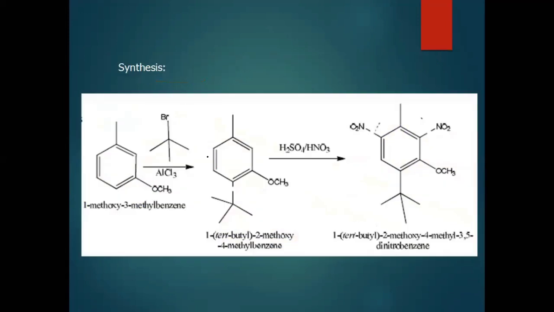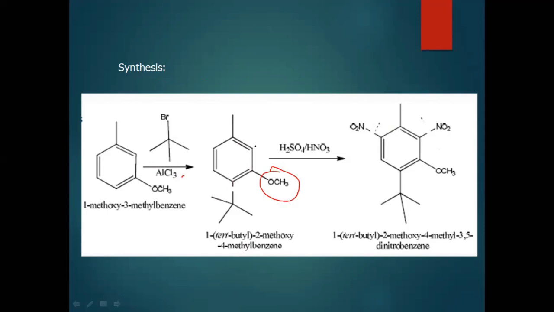So coming to the synthesis, take this 1-methoxy 3-methyl benzene as the starting material. The next step is you need to use tertiary butyl bromide with AlCl3, so Friedel-Crafts alkylation. This electrophile will attack over this particular site because the electron donating ability is more over this, and it helps to redirect the incoming electrophile to the ortho site.